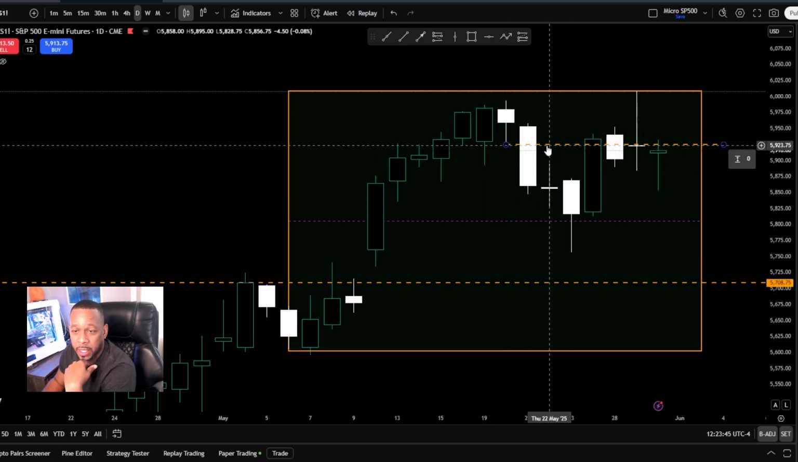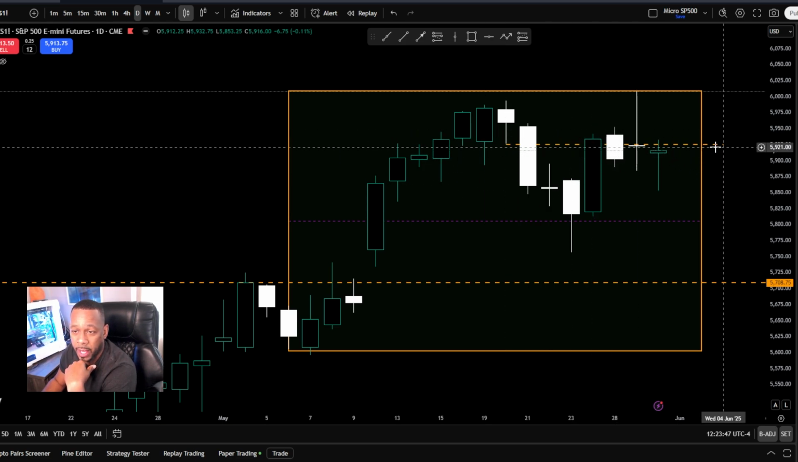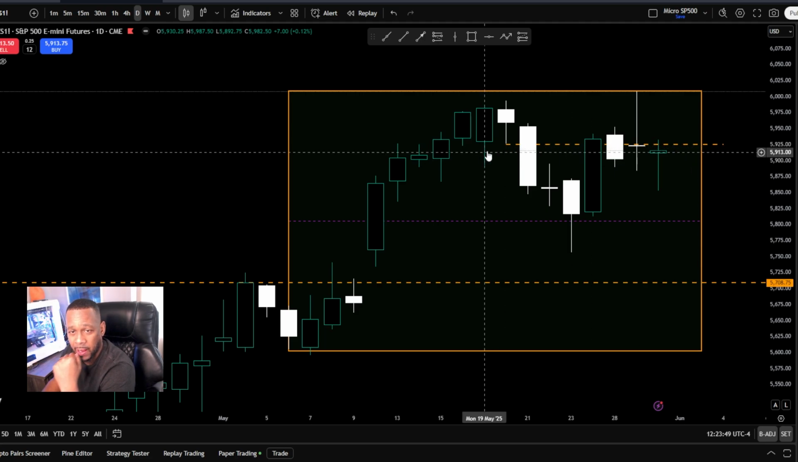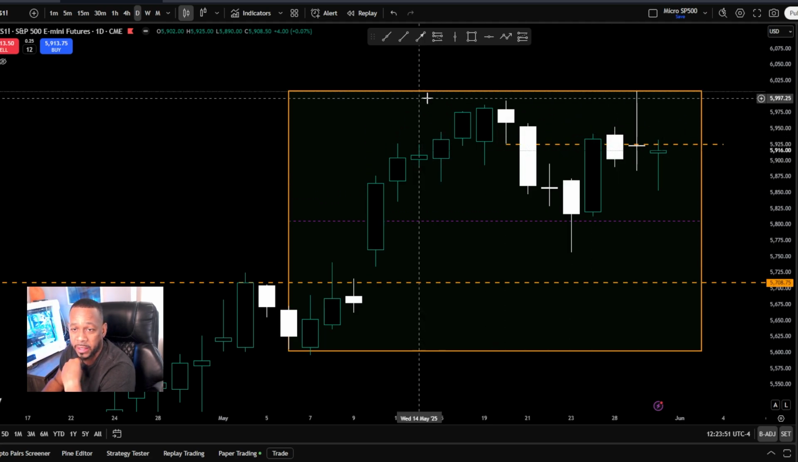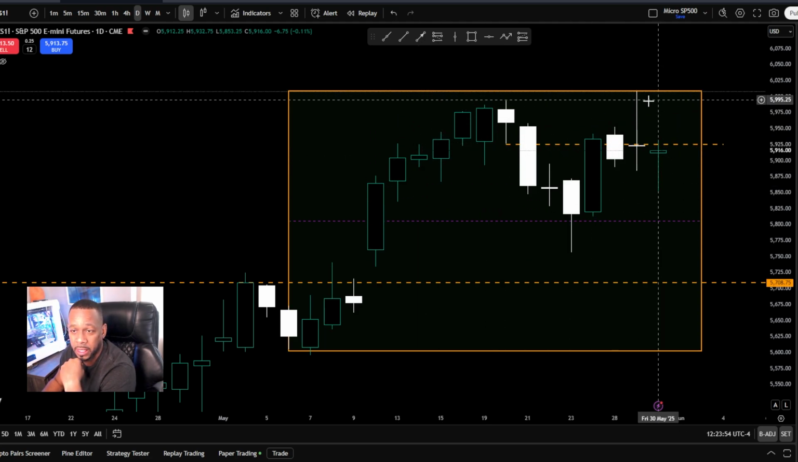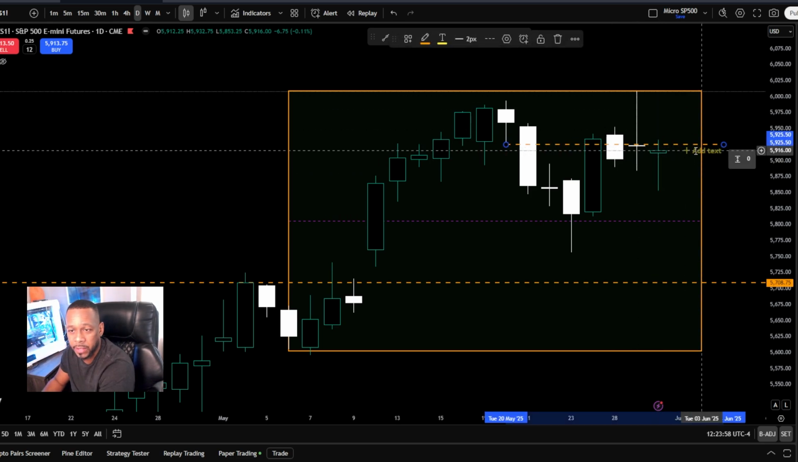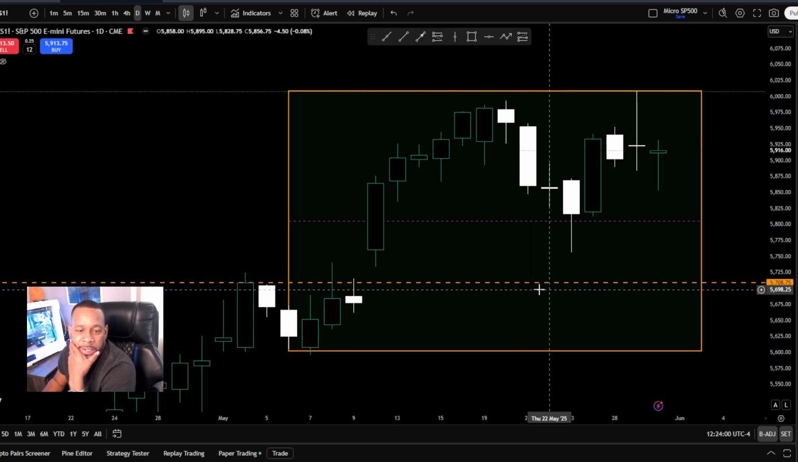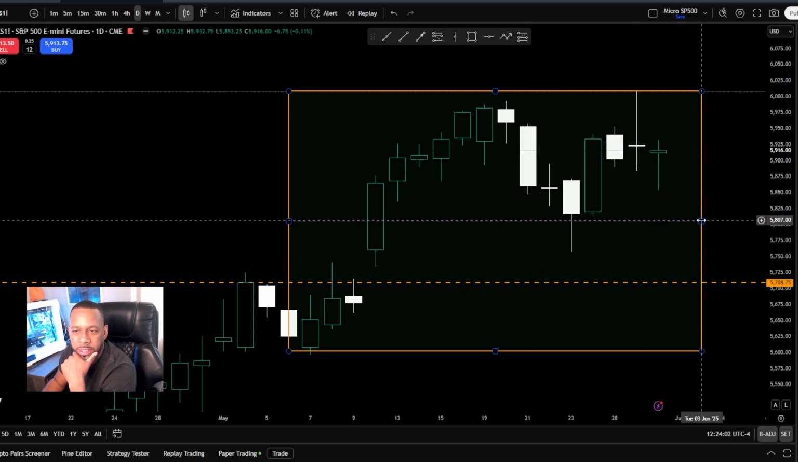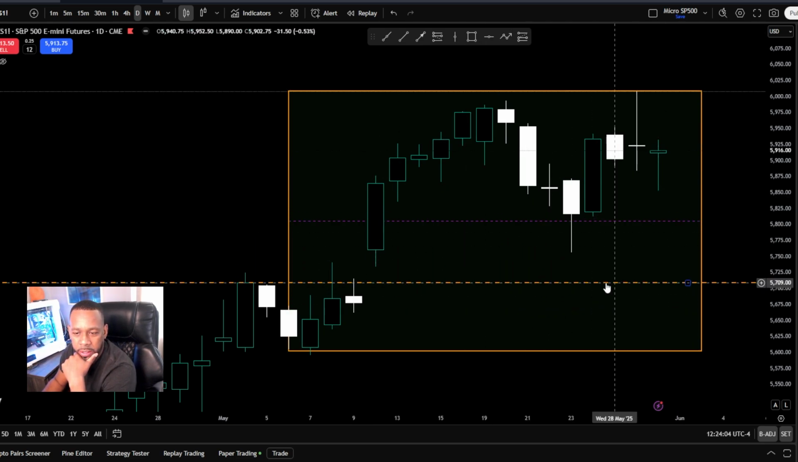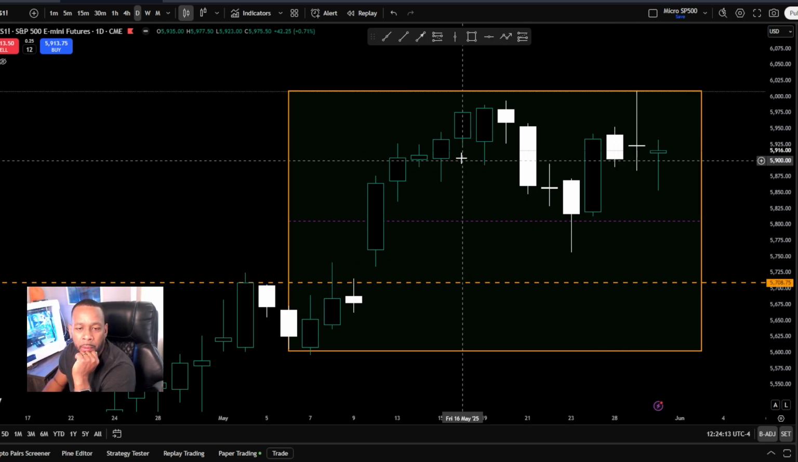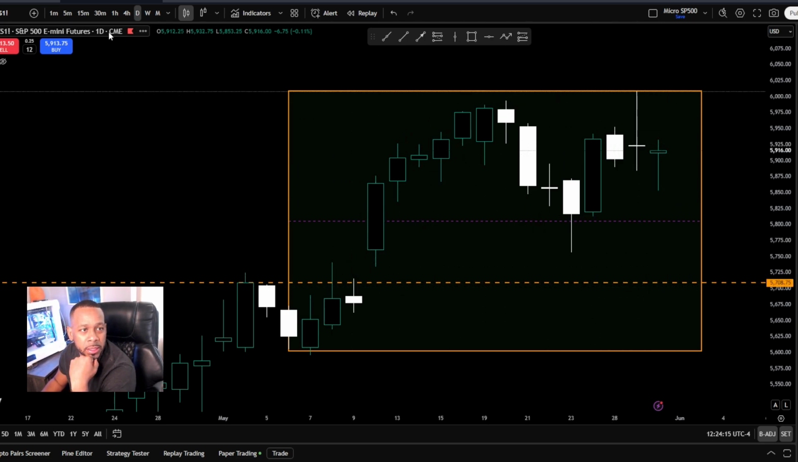We had an imbalance right here. Price came right back and went to and through that imbalance, and did not break the high. It created a new high, but it did not break the high. We didn't get a close above it. So let's go ahead and look at our monthly plan. I'm going to leave this box here. This is our 50% mark for that imbalance, that daily imbalance.